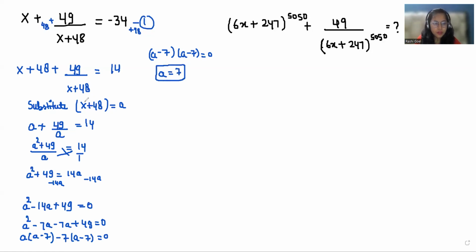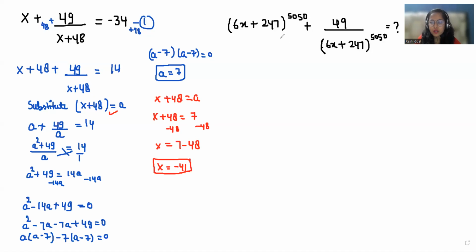Now we make a substitution. x + 48 = a, so we can find the value of x. So x + 48 = a, so x + 48 = 7. Now we'll subtract 48 from both sides. So it becomes x = 7 - 48. So the value of x is -41.